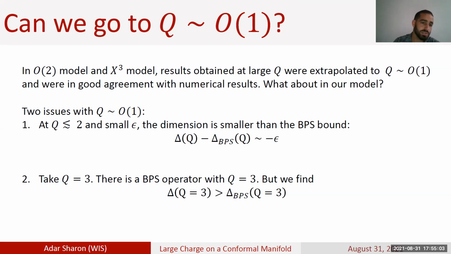A bigger issue is by taking Q equals 3. For any value of tau, it turns out that for the specific value Q equals 3, there is always a BPS operator. So for Q equals 3, you would have expected that the lowest dimension is always just the BPS dimension. This is the largest value of Q for which there is always a BPS operator. Plugging this into our results, we found that the dimension at Q equals 3 is larger than the BPS bound. It does not saturate the BPS bound.